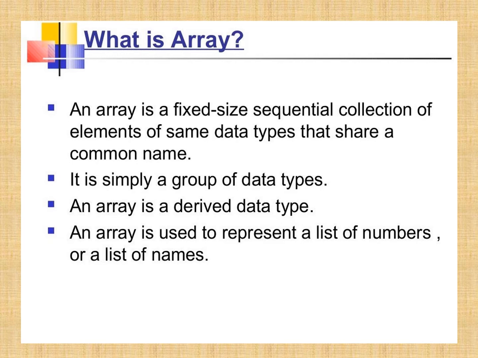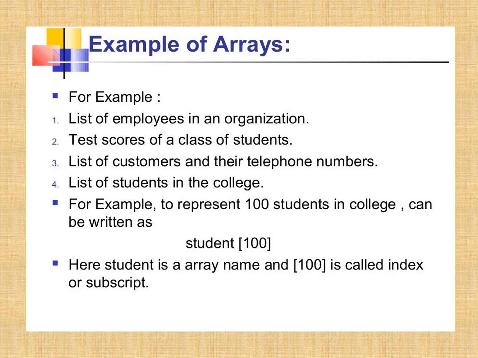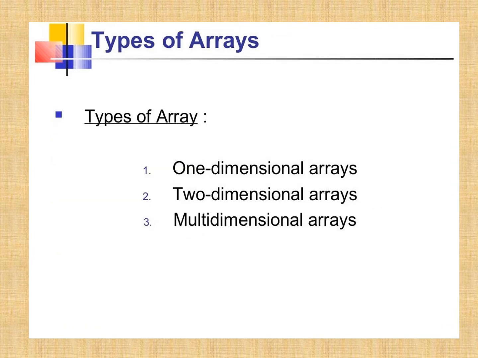Now that we know what an array is in C, let us look at some examples: a list of employees in an organization, test scores of students, a class of students, a list of customers and their telephone numbers, a list of students in the college. For example, to represent 100 students in the college, we can write student[100]. Here student is the array name and 100 is called the index or subscript.